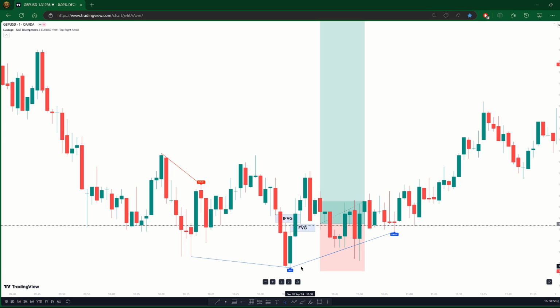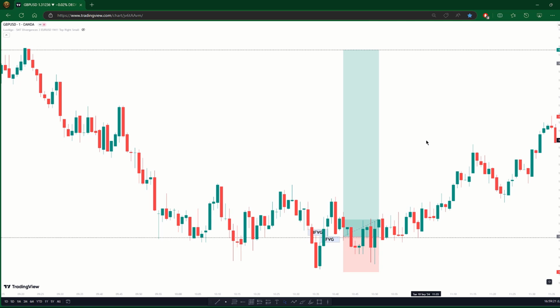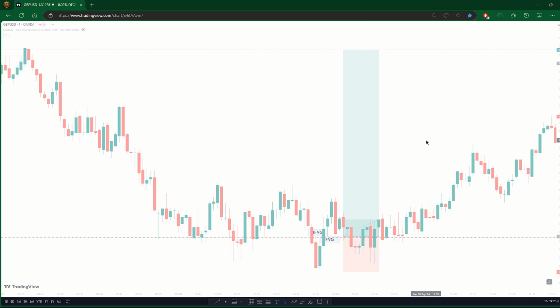In this case, maybe Euro USD was making some lower lows and swept liquidity down here. But GBP USD, which is actually a stronger currency pair, was respecting the fair value gap there. So what I'm saying is just exercise some patience and follow your rules. All right, let's look for more setups if we can find any.